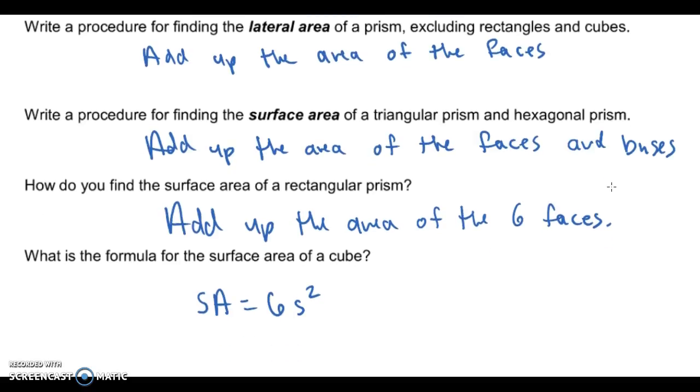Now for a cube, we do have a specific formula because we know in a cube that the faces are all made of not rectangles, but squares. So the area of one square is s squared, and there are 6 identical sides in the cube, so we're going to call it 6s squared for our surface area.